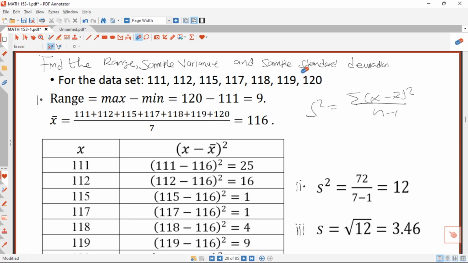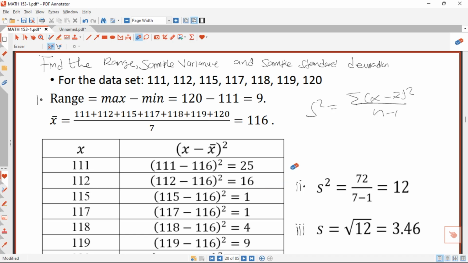So we are also asked to calculate the sample standard deviation, which is the square root of 12. The square root of 12 is surely giving us 3.46, right? So you could see clearly that this is not really something that is very tedious.